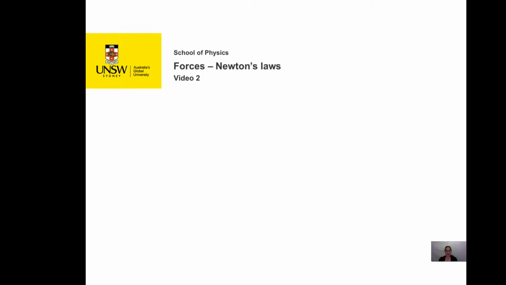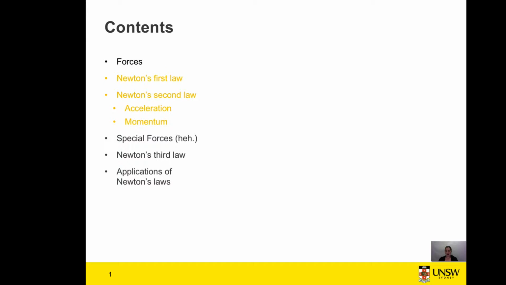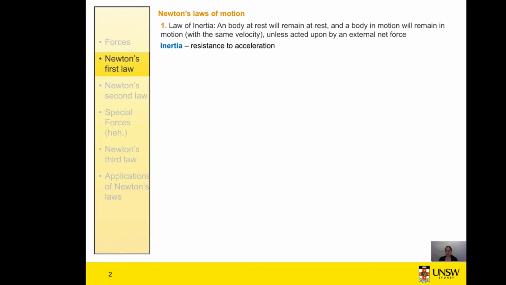So welcome to the second video in our forces topic, and in this video we will look at Newton's first and second laws. So Newton's first law is the law of inertia, and inertia is the resistance of a body to acceleration. So the first law says that objects tend to resist a change in motion. That is, objects at rest will stay at rest, and objects in motion will tend to keep moving.